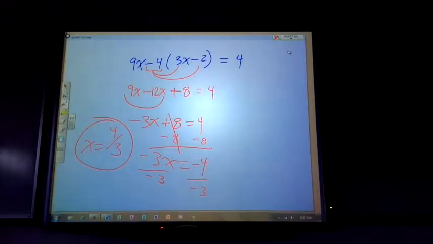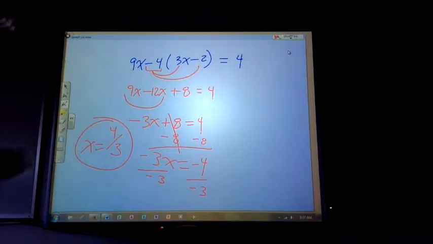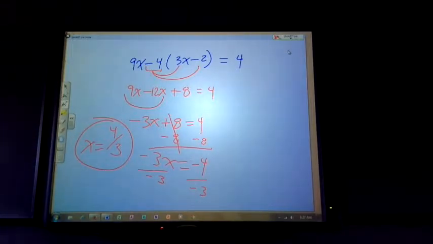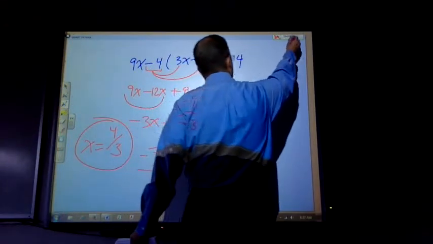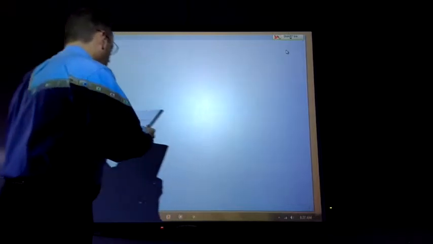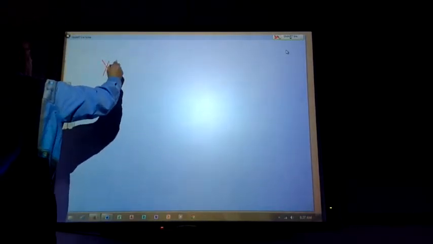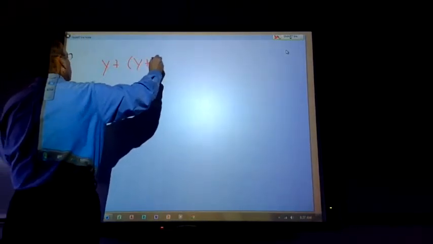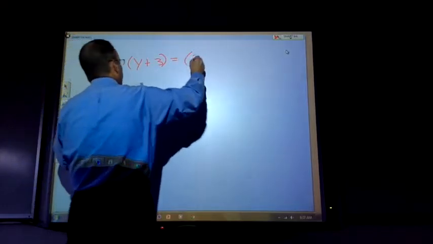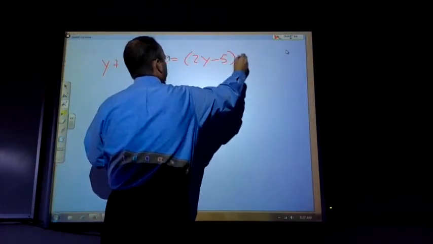Number 19, I think you're pretty good with that. Clear the ink. Number 19, y plus quantity, y plus 3 equals, parentheses, 2y minus 5 plus 10.